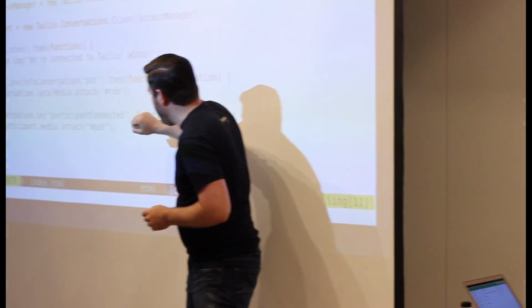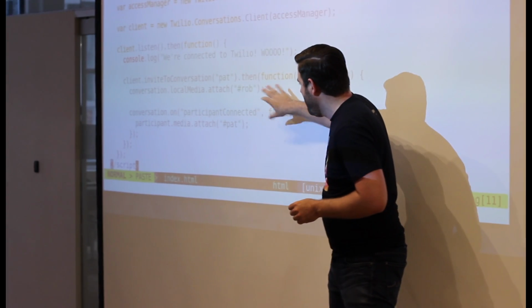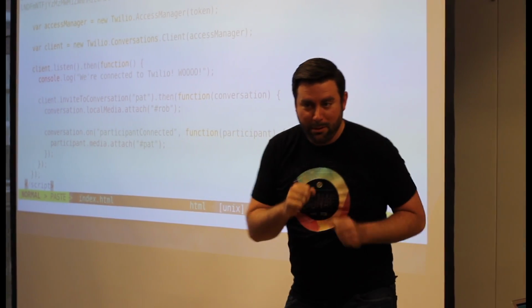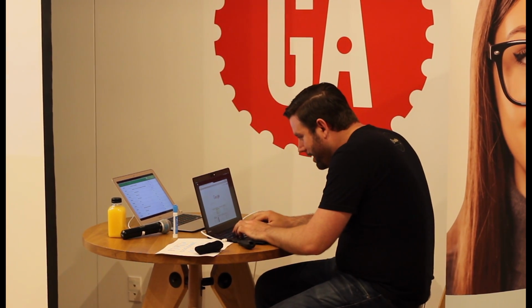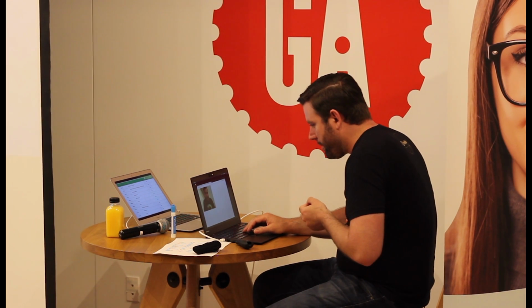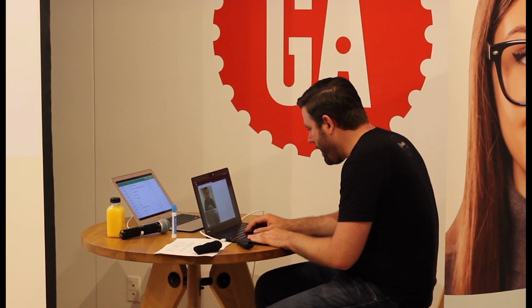So, quick bit of authentication. We connect to Twilio, we invite Pat to the conversation, we attach the 2 media streams to our 2 divs. Guess what, y'all? We should be done. Let's see if it works. Cool. So, Pat is going to go ahead and click refresh on his thingy, and then I am going to go to my localhost. I'm going to pop it up a bit. And bingo bongo, y'all! We have Pat Maltech on the screen.